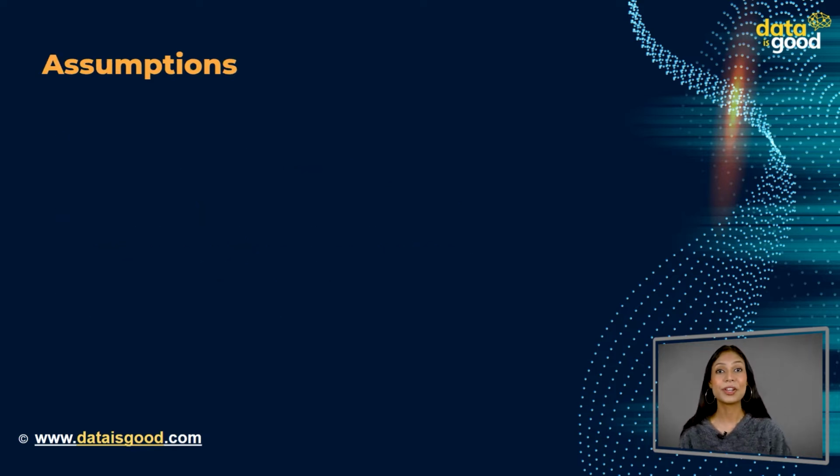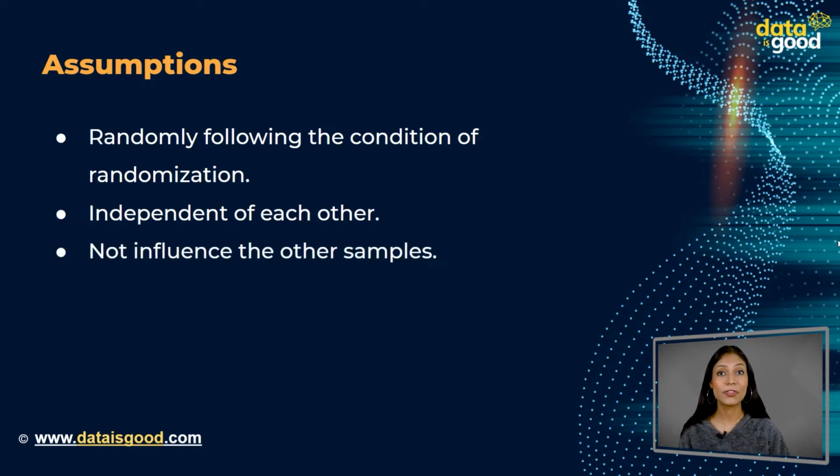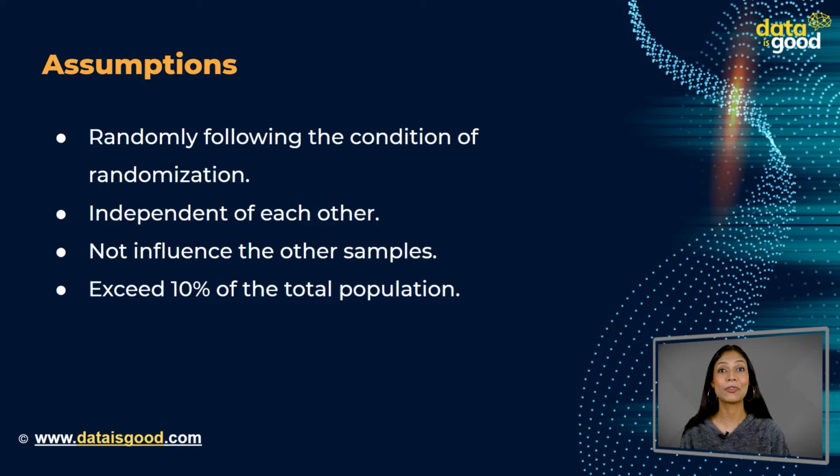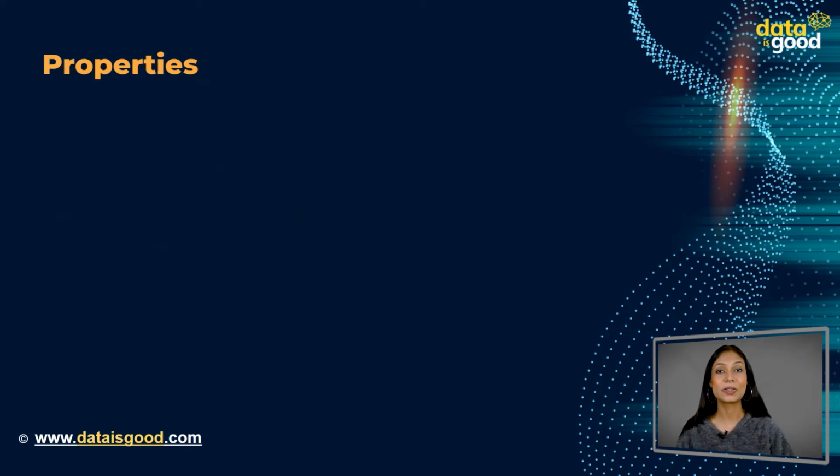The assumptions of Central Limit Theorem are: the sample should be drawn randomly following the condition of randomization. The samples drawn should be independent of each other. They should not influence the other samples. When sampling is done without replacement, sample size should not exceed 10% of the total population. The sample size should be sufficiently large. Now let us look at the properties of Central Limit Theorem.